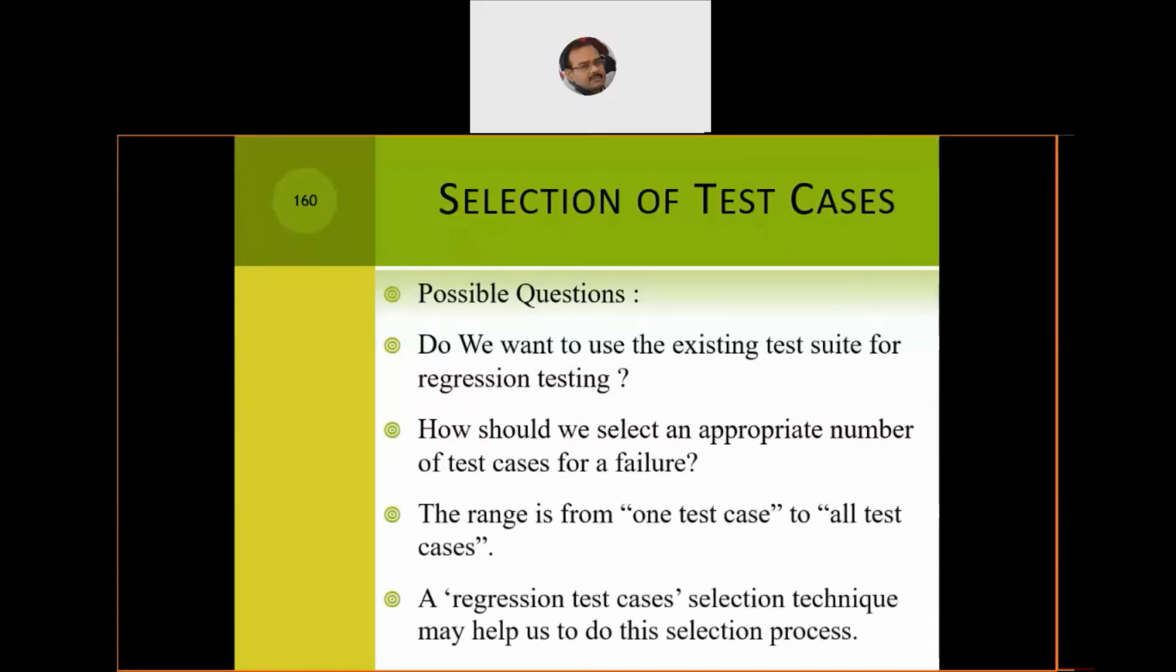So a regression test case selection technique may help us to do this selection process. So it brings us to the same point that you may design a new test case for a modified source code, or you may choose the already available set of test cases. You may choose all of them, or you may randomly choose only a few of them. So again the question has to be answered by the team themselves: what is the total time and the budget they have available to do this task.